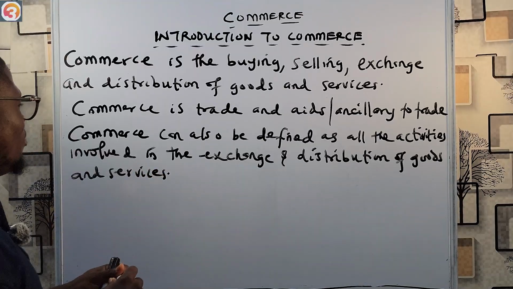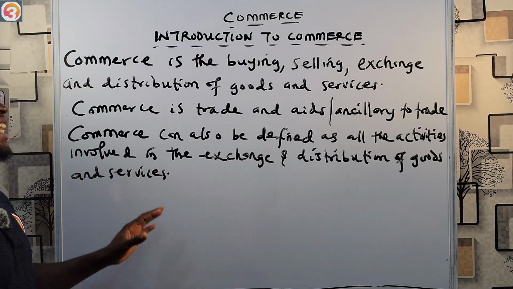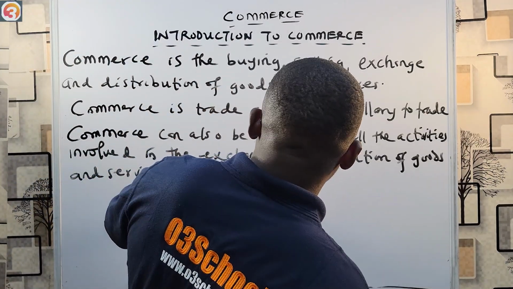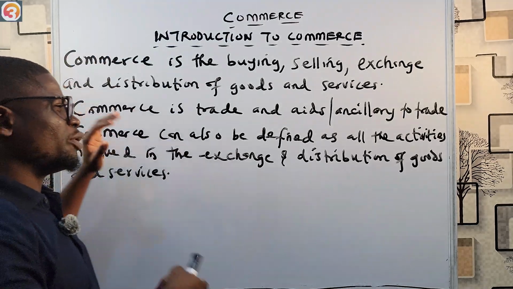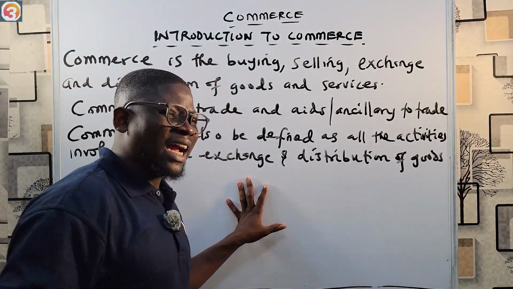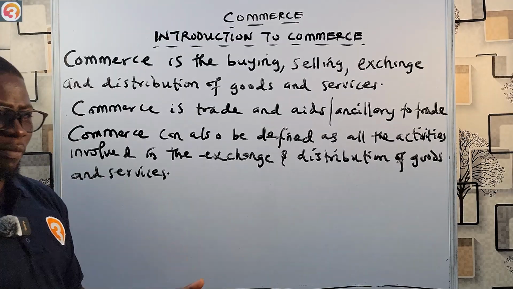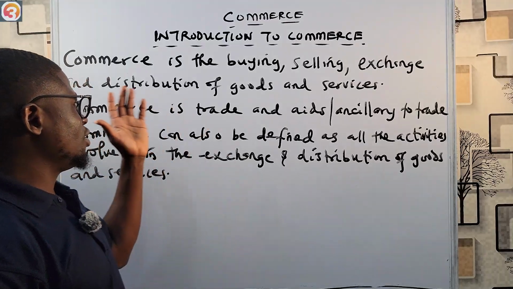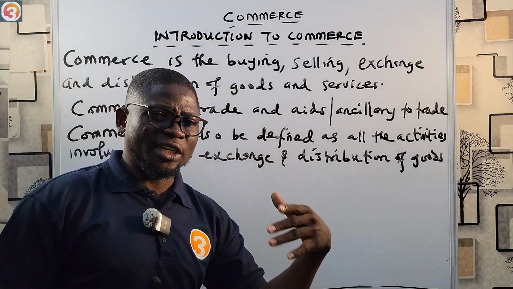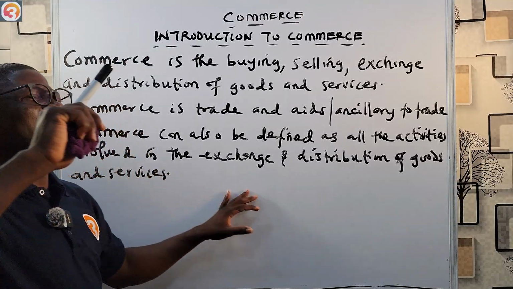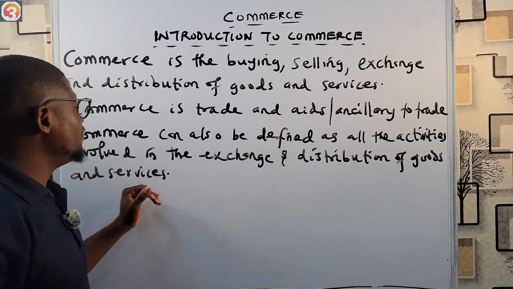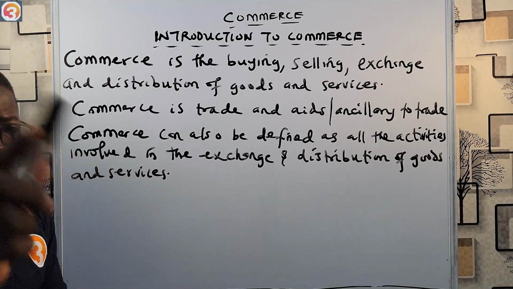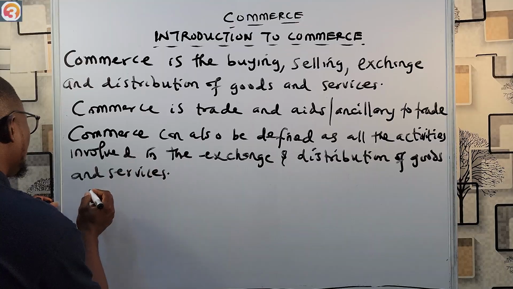So you can also say commerce can be defined as the activities involved in the exchange and distribution of goods and services. All the activities involved in the exchange and distribution of goods and services is also what commerce is. So commerce is the buying, selling, exchange, and distribution of goods and services. We say commerce is trade and ancillary to trade. In other words, you can say commerce is a branch of production.